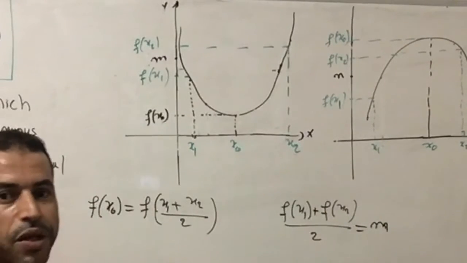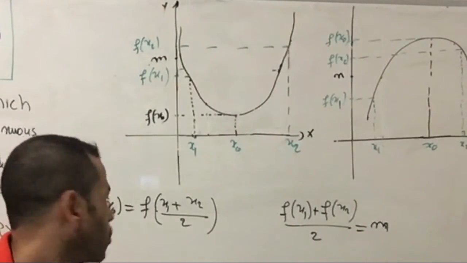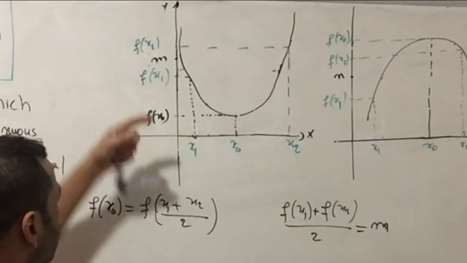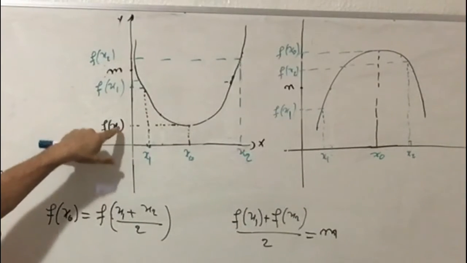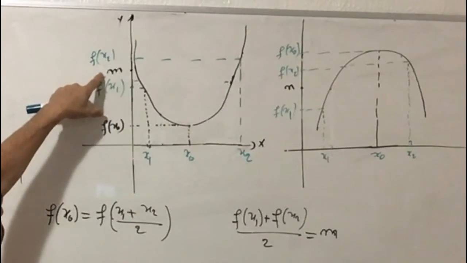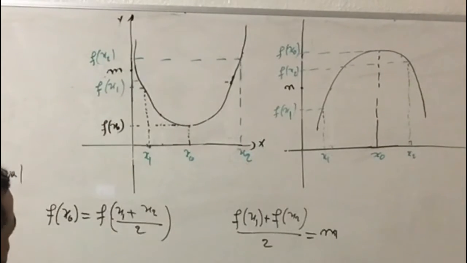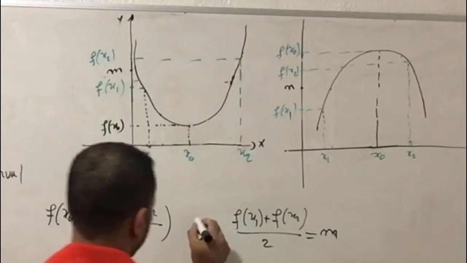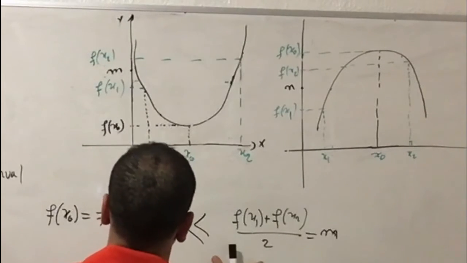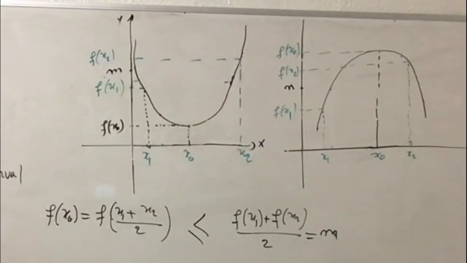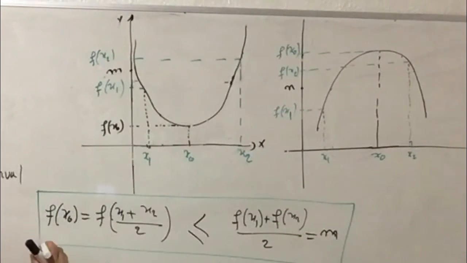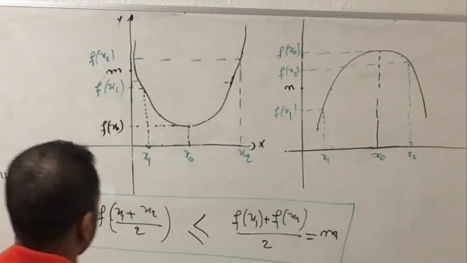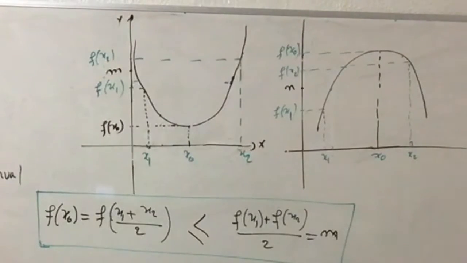Then I'm going to compare these 2 terms. Which one is smaller, which one is bigger, okay? If you take a look at the graph on the vertical axis, you will see f of x0 is below m, as a point. So that means f of x0 is less than or equal to this one, okay? This is the first case. This one is called convex downward or convex.